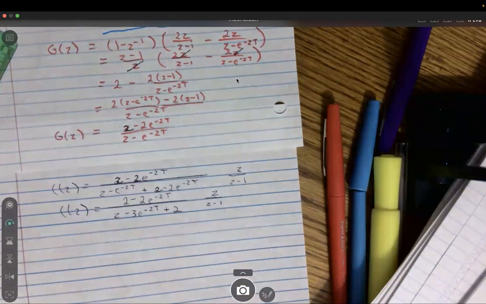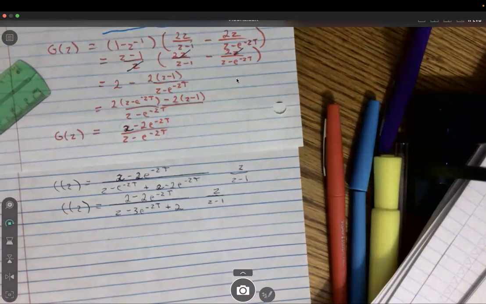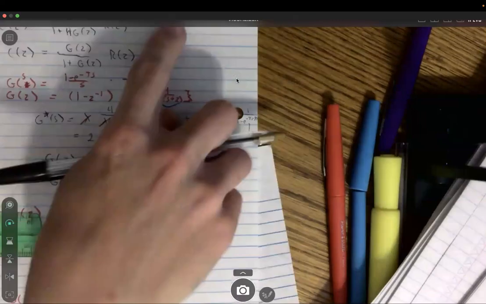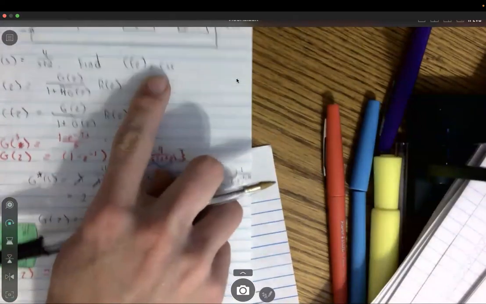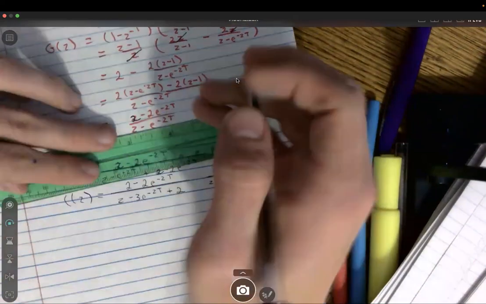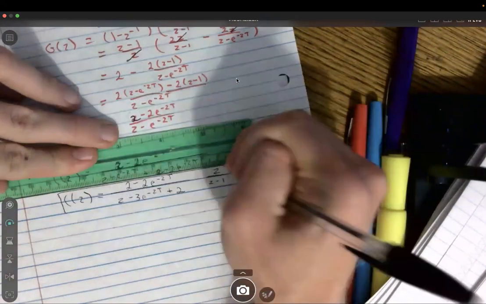And so here you have your C of Z. You can then take the inverse Z transform if you wanted, in order to find your C of T. But also, in order to find the next part, you can find C of Z and then find the steady state value. So we found C of Z, but in order to find the steady state value, this would be correct.